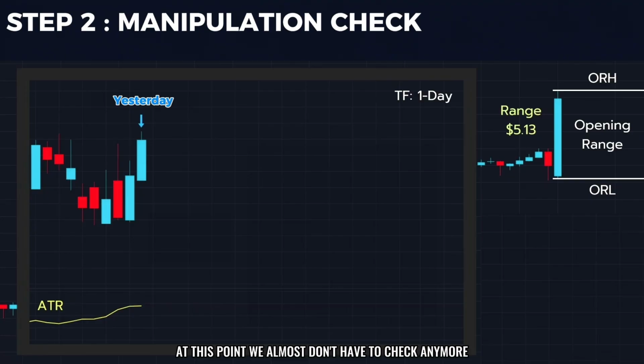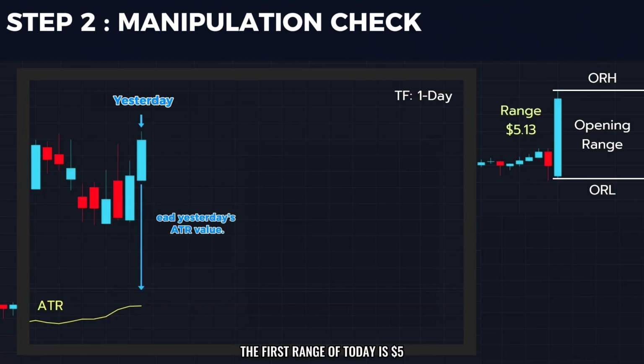At this point, we almost don't have to check anymore. The first range of today is $5. Very large, similar to the price movement yesterday. Therefore, today's opening range will actually pass the gain.